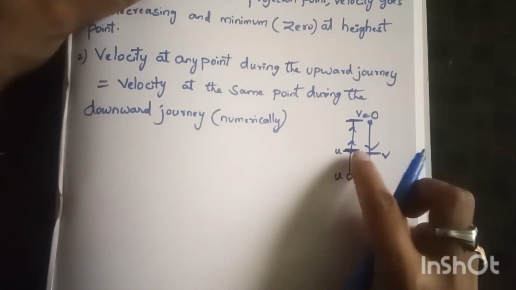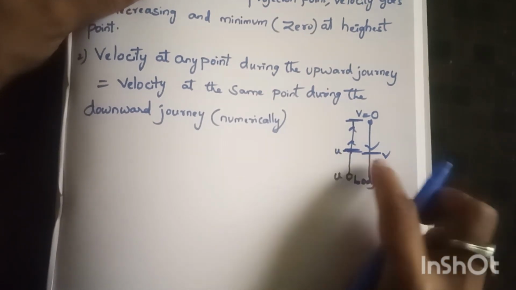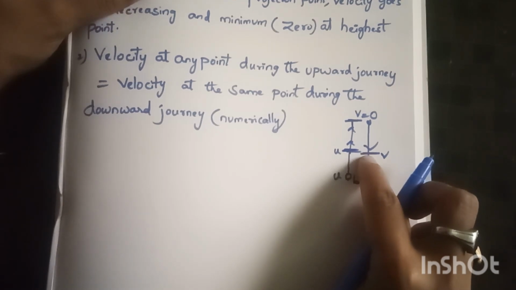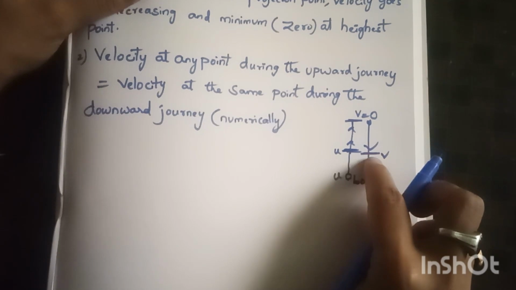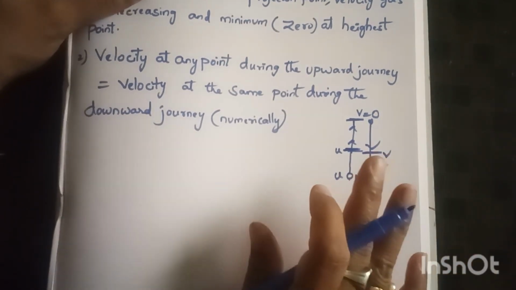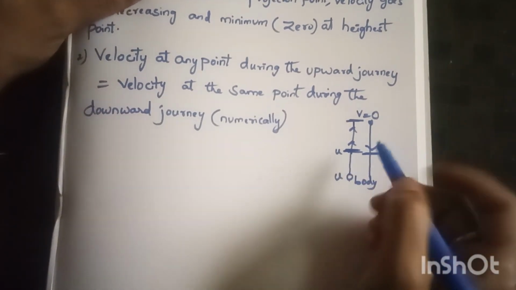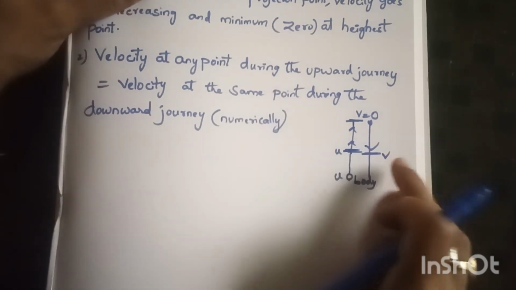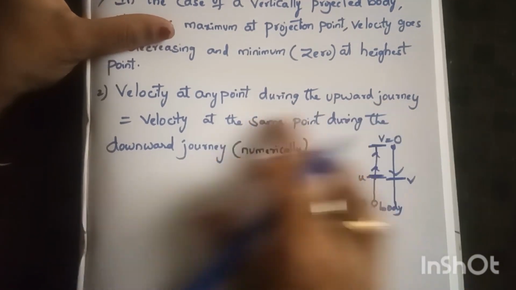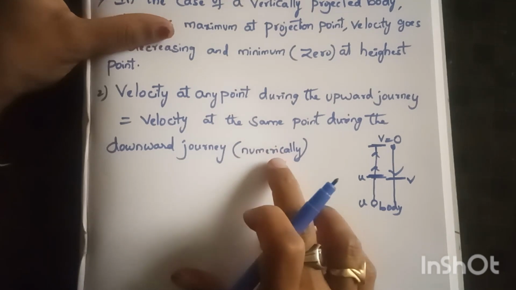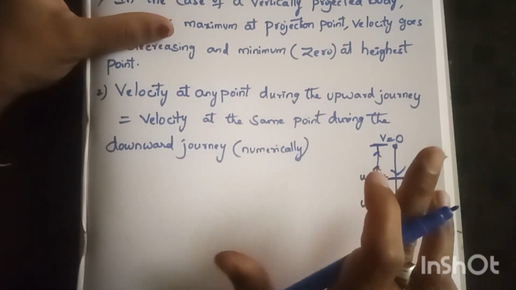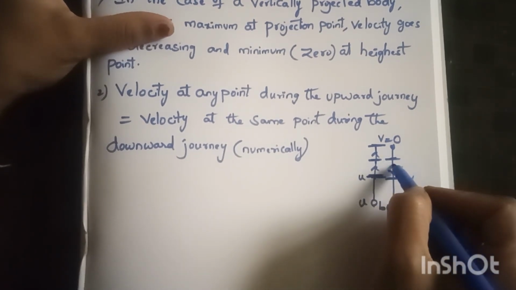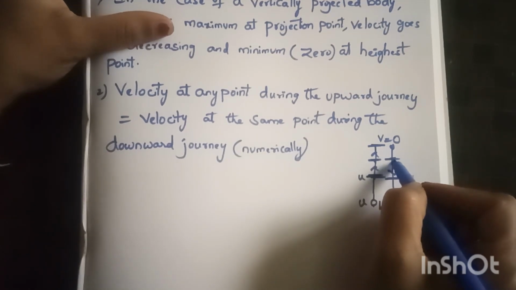So the velocity on the upward journey is equal to the velocity at the same point on the downward journey. Only numerically are they the same, the numerical value of the velocities at the same point is the same for the upward and downward journey. If you consider this point on the upward journey and this point on the downward journey, these two velocities have the same numerical value at the same point.